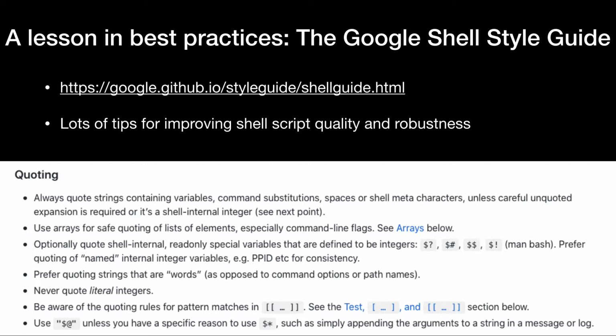So in their style guide, they have lots of tips that set good practices in stone for improving shell script quality and robustness. For example, for quoting, this is an excerpt from it. So always quote strings containing variables, command substitution, spaces, or shell meta characters. And how to use arrays with quoting. Always use double quoting for variable expansion, etc.